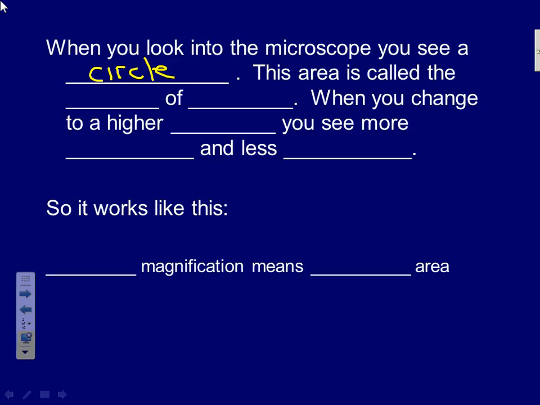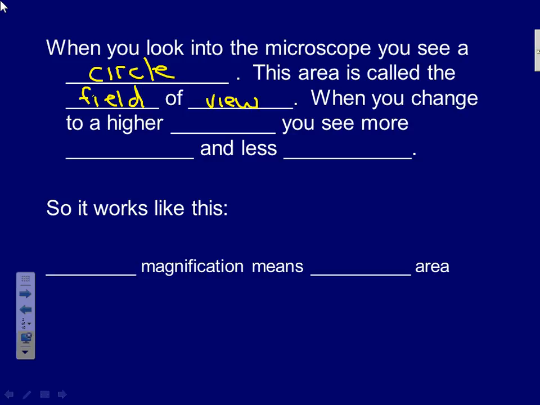Now that circle is called, and I actually used this the other day, does anybody remember what it's called? That circle, this area is called the blank of blank. And I said it yesterday. Yeah? Field of view. This is called the field of view. Whenever you look in any optical device, what you see is the field of view. A telescope, what you can see is in the field of view.